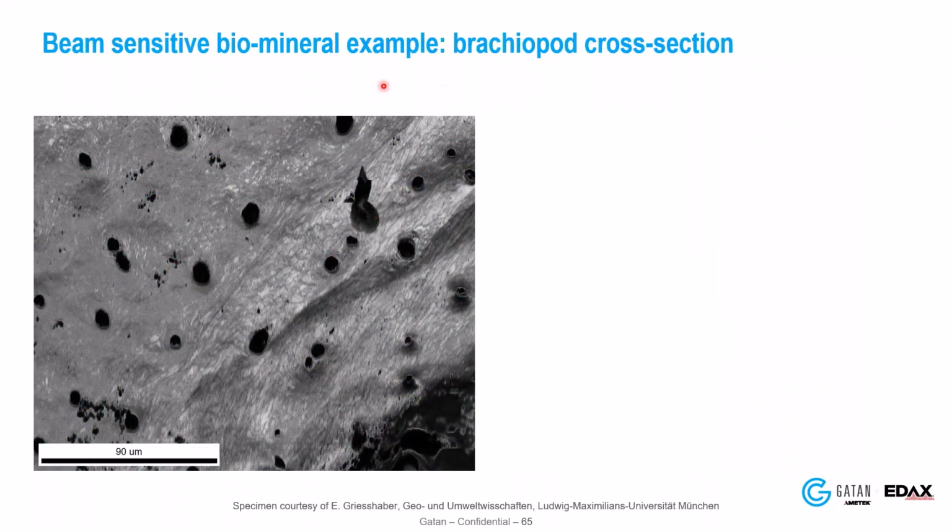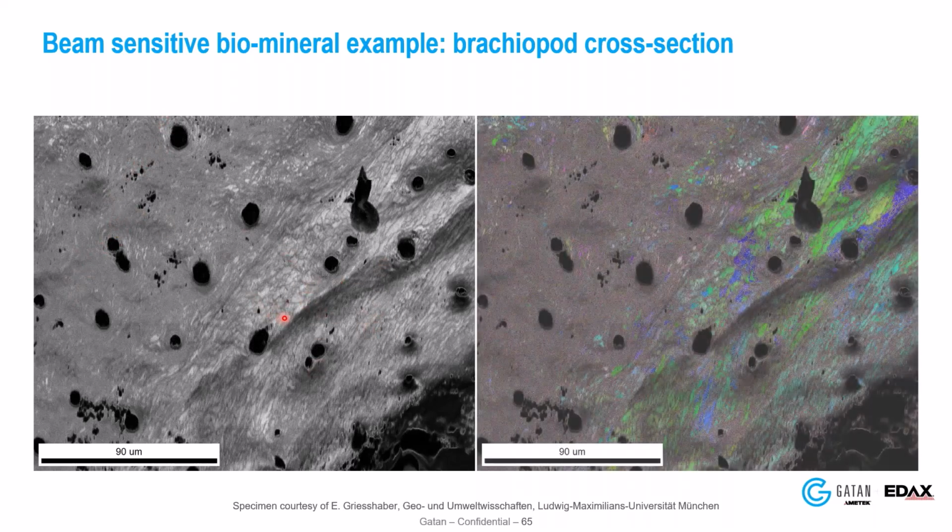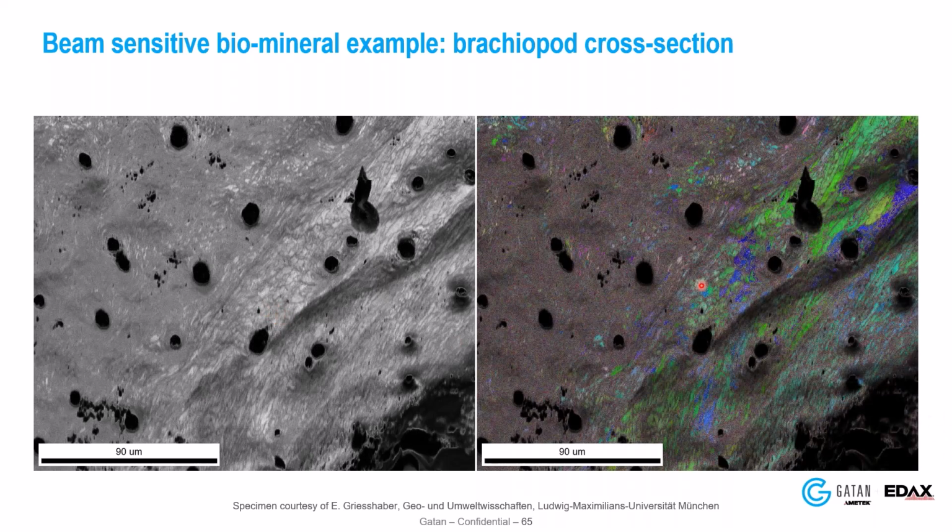This is another example. This is looking at a beam-sensitive biomineral, a brachiopod cross-section. Here again, in our image quality map, you can see this is kind of a low contrast area. Here you see some grains. We do our initial indexing, and we see similar areas. We get some orientation through here, but not so much through here.